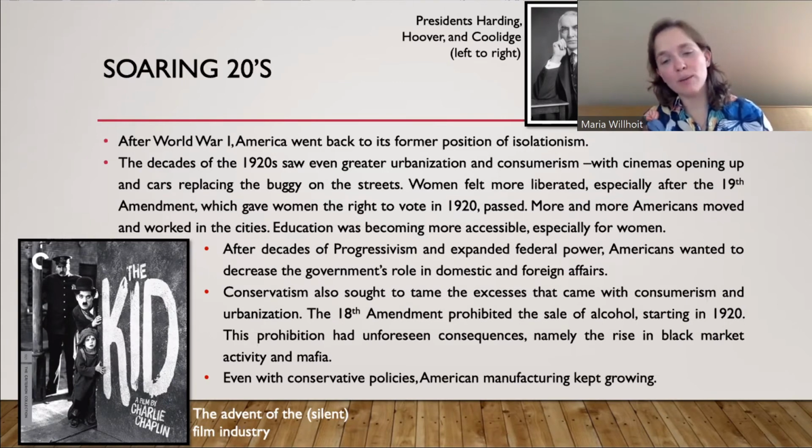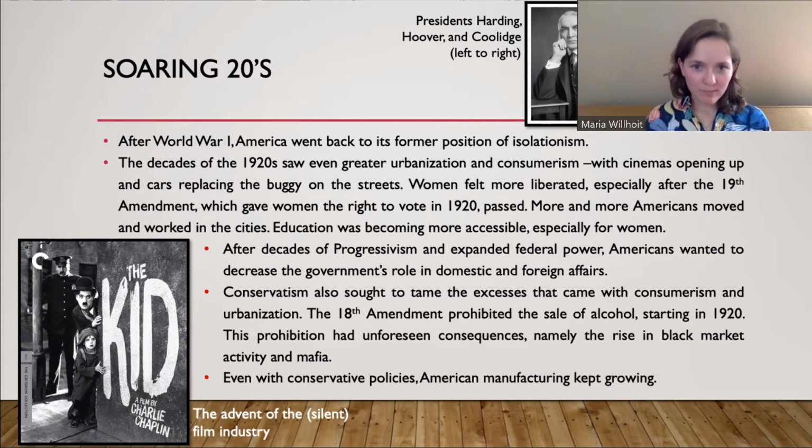Education is actually becoming more accessible. The era of progressivism started to create more schools for students and children. It granted more access for education, which was important. We start to have literacy in our country.